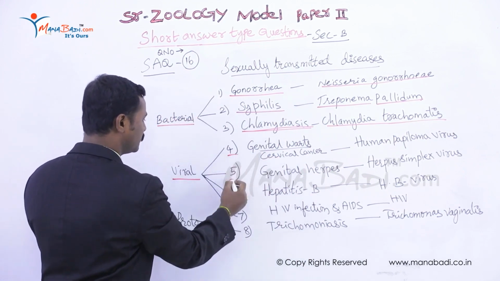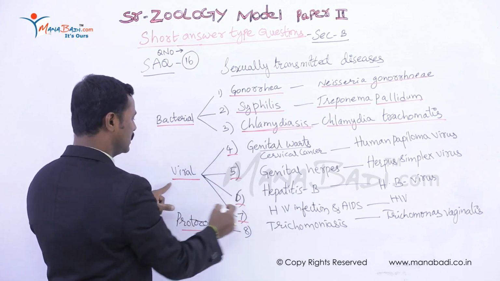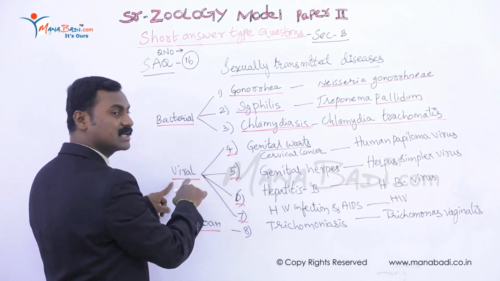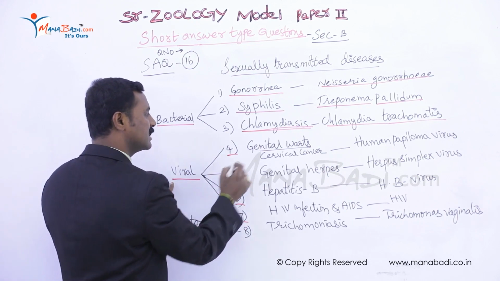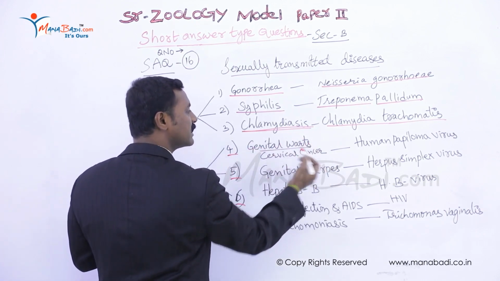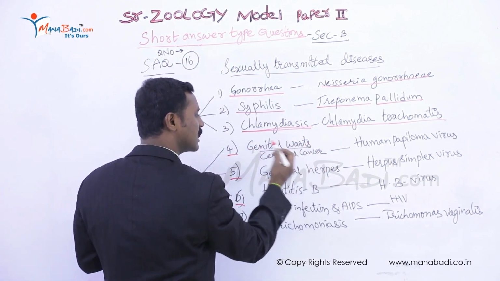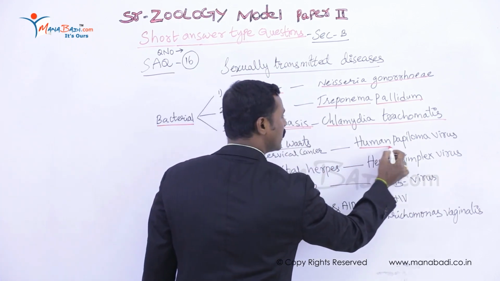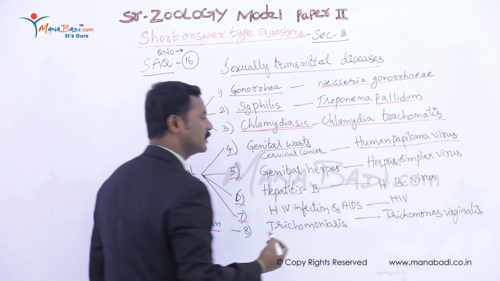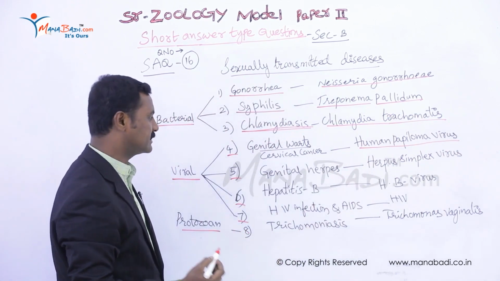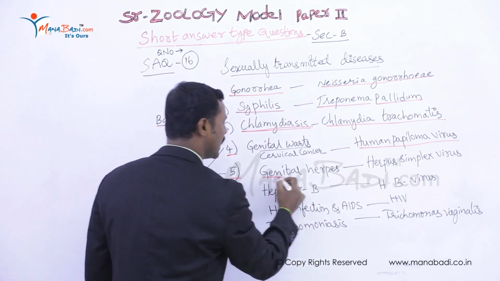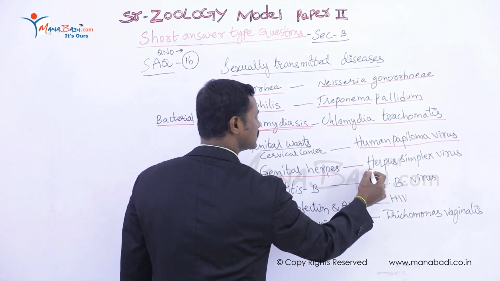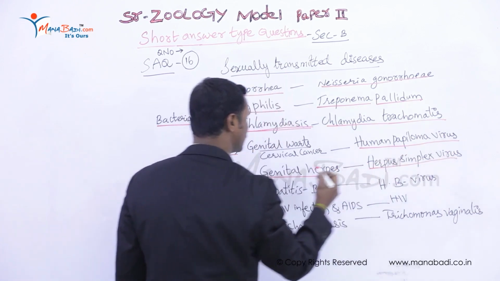Next one is genital warts or cervical cancer. Here numbers 4, 5, 6, 7 are related to viral diseases. Genital warts are also called cervical cancer, which is caused by human papilloma virus. Human papilloma virus. Next, genital herpes. Genital herpes is caused by herpes simplex virus.